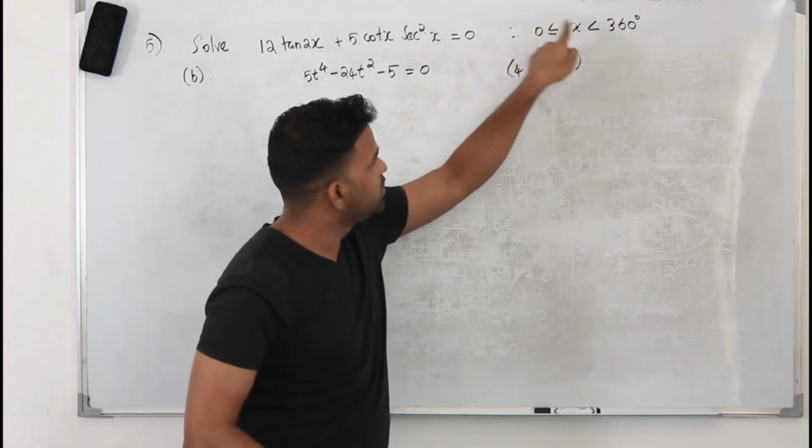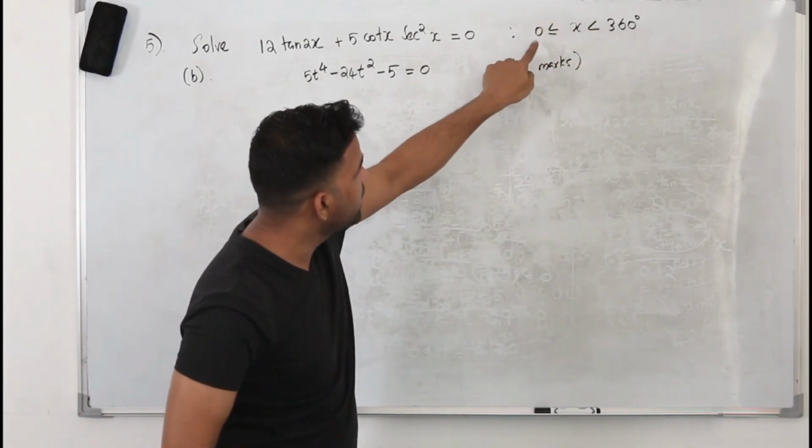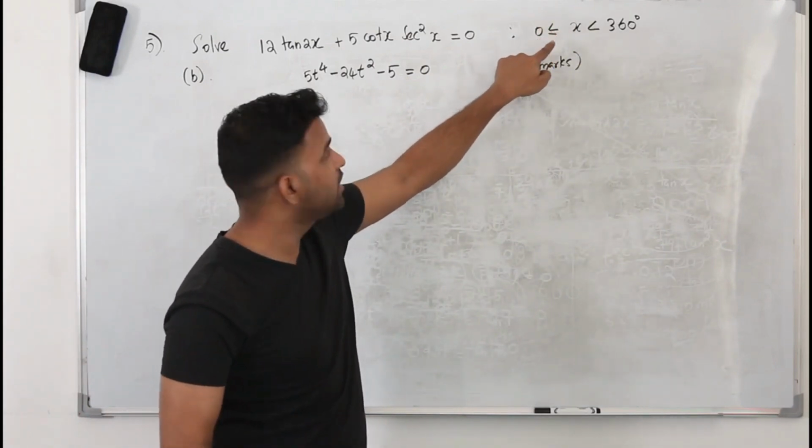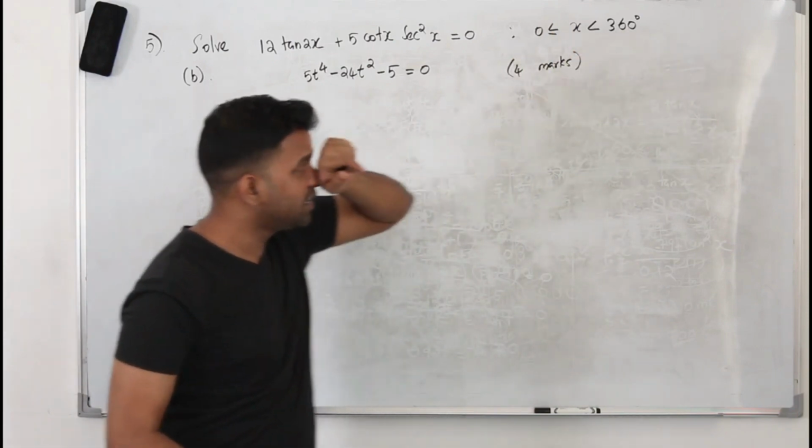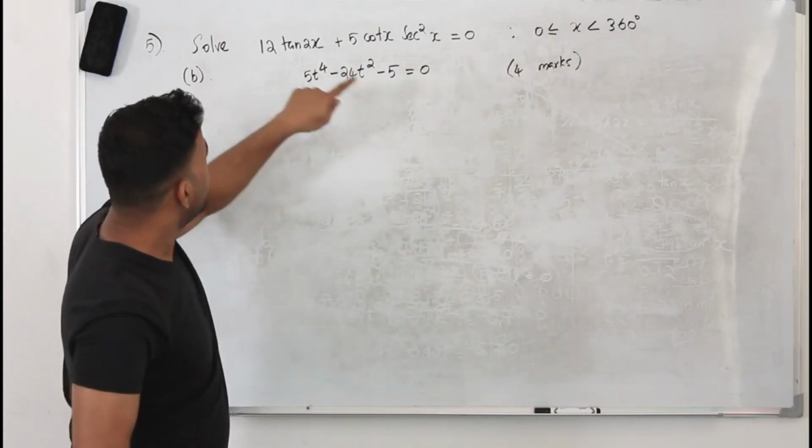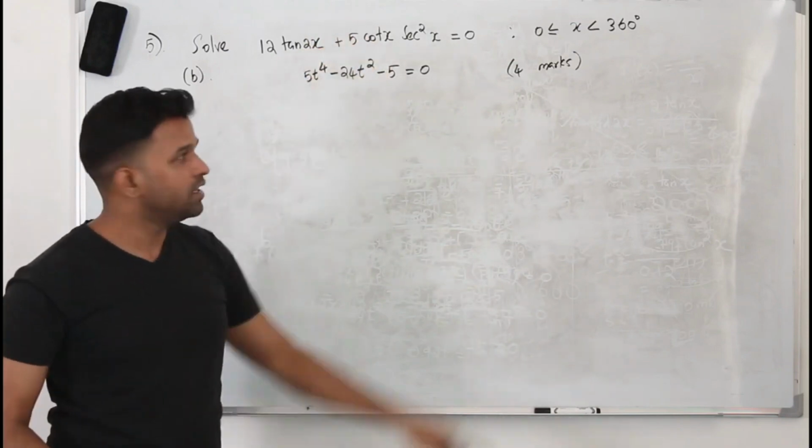Within this given limit 0 to 360, you need to be very careful. Here 0 is also included, 0 less than or equal to, but 360 is not included. And you need to solve this. That's it. It has 4 marks.